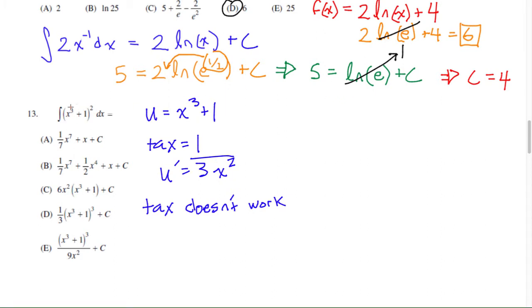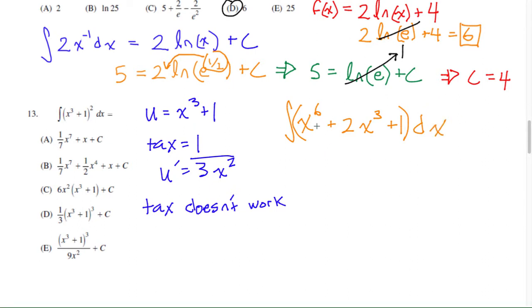I mean, that's a good strategy for the AP test, but for the homework, where you actually have to do it. What about that? Nope, doesn't work. Let's go ahead and actually square this thing. You know how to square a binomial. Square the first, double the product, square the last. So, square the first. X to the power of 6. Double the product. Well, the product of 1 and x cubed is x cubed. So double that is 2x cubed. And square the last, plus 1. So now I'm going to take the integral of that thing, dx. Now we can actually do that.